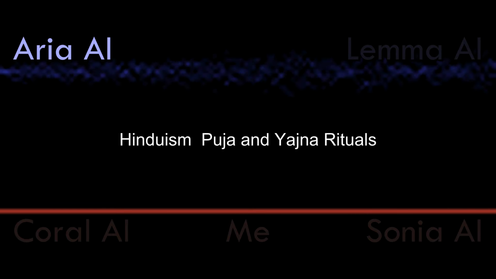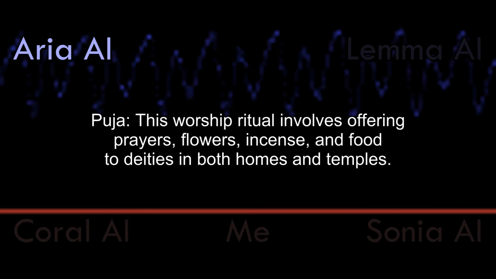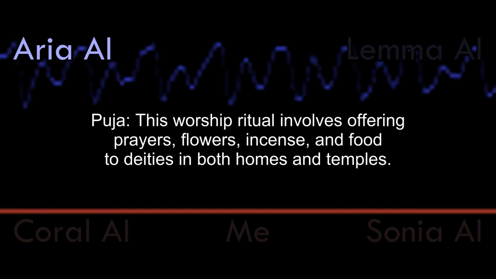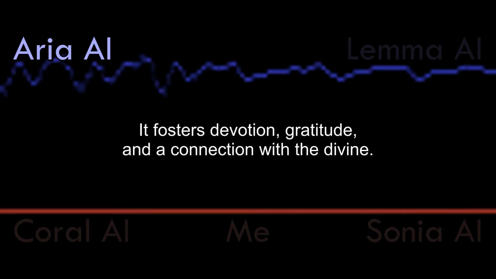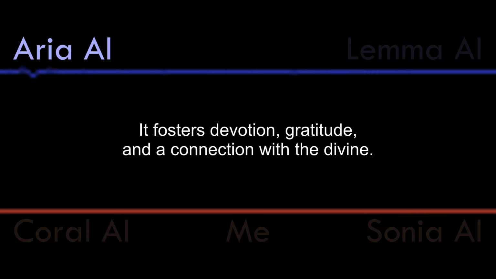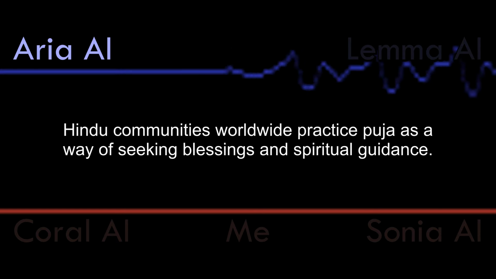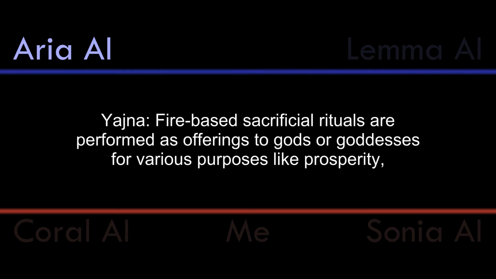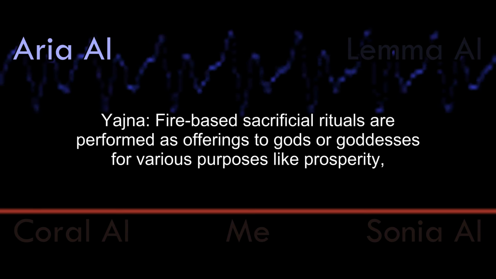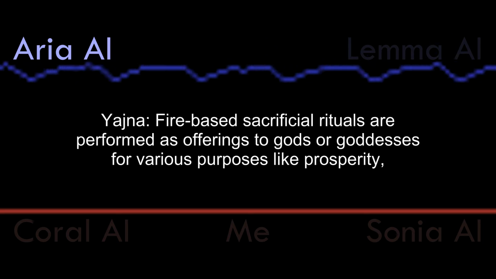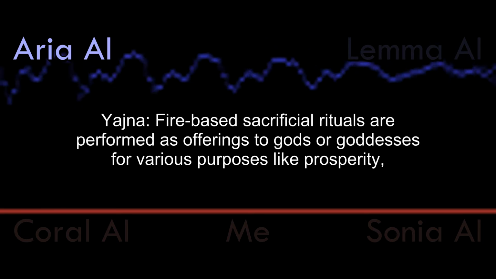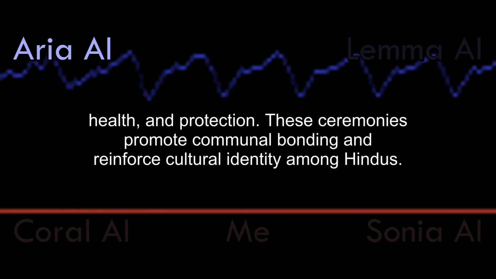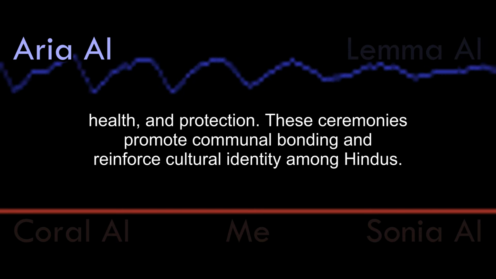Hinduism, puja and yajna rituals. Puja. This worship ritual involves offering prayers, flowers, incense, and food to deities in both homes and temples. It fosters devotion, gratitude, and a connection with the divine. Hindu communities worldwide practice puja as a way of seeking blessings and spiritual guidance. Yajna. Fire-based sacrificial rituals are performed as offerings to gods or goddesses for various purposes like prosperity, health, and protection. These ceremonies promote communal bonding and reinforce cultural identity among Hindus.